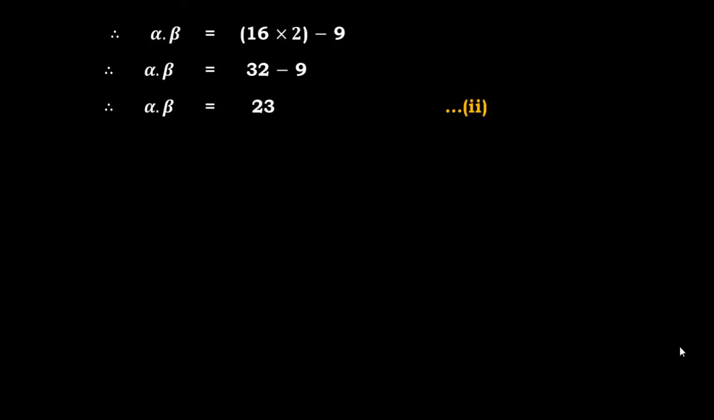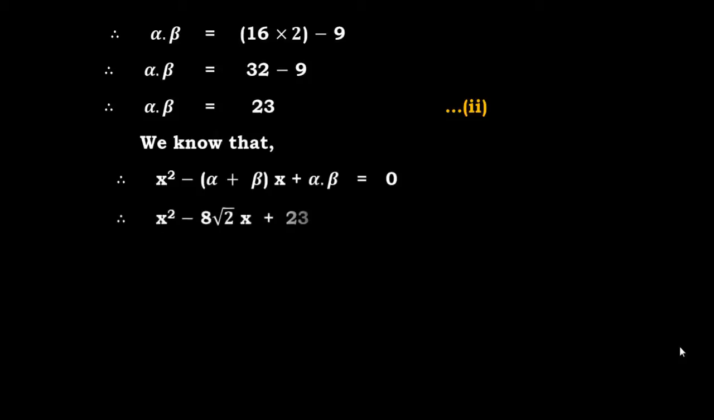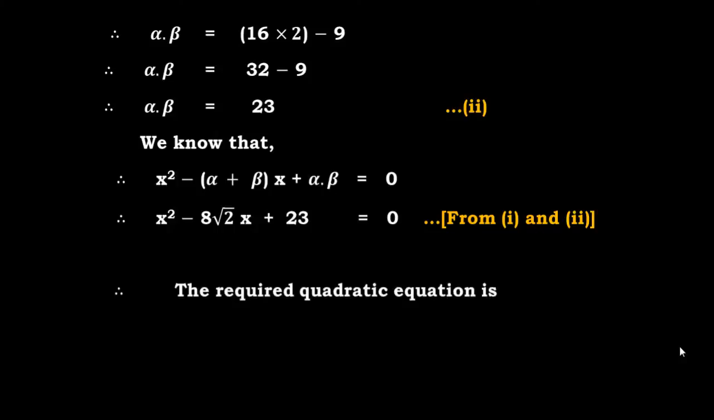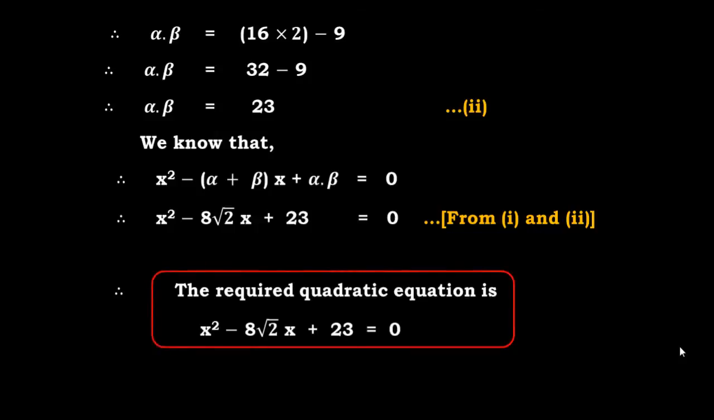Equation number 2. We know that x square minus (alpha plus beta) into x plus alpha into beta is equal to 0. So, x square minus 8 root 2x plus 23. See the value of alpha and beta from 1 and 2. Therefore, the required quadratic equation is x square minus 8 root 2x plus 23 is equal to 0.